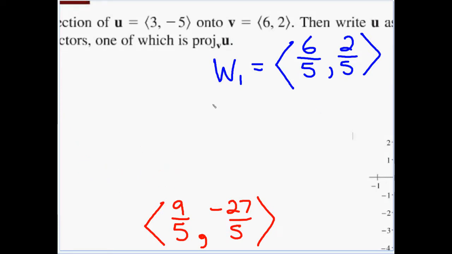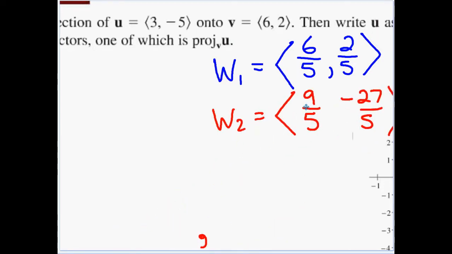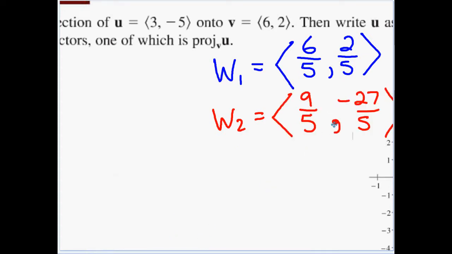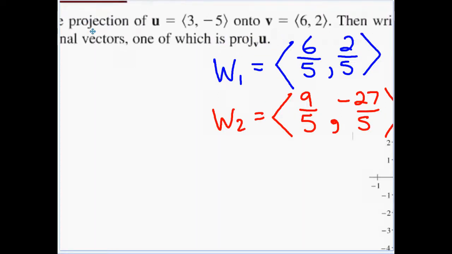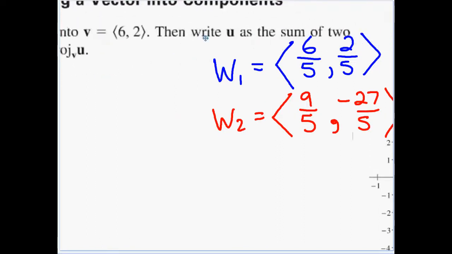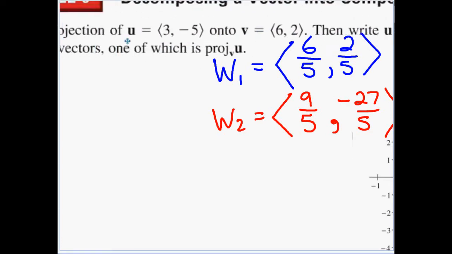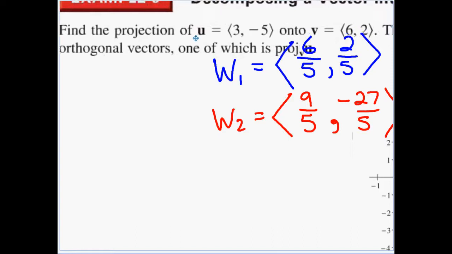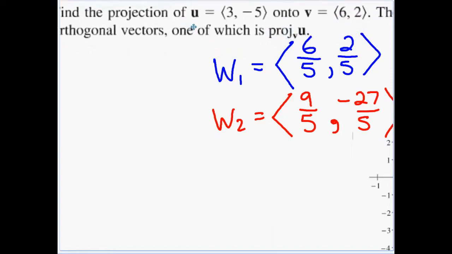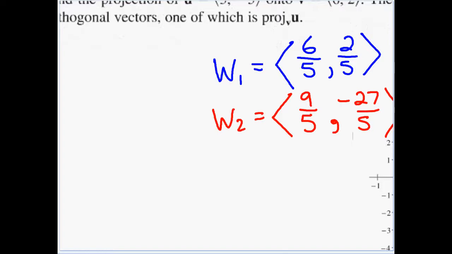And what we found here is vector component 2. And now if I go back up here, and then write u as the sum of the two orthogonal vectors, one which is the projection. So what we're going to do, u is equal to the two components added together, w1 plus w2.